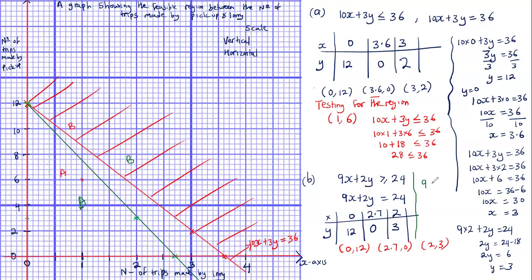So I'll have 9x plus 2y greater than or equal to 24. Our point is 1 and 4. So I say, this is 9 times 1 plus 2 times 4 greater than or equal to 24.